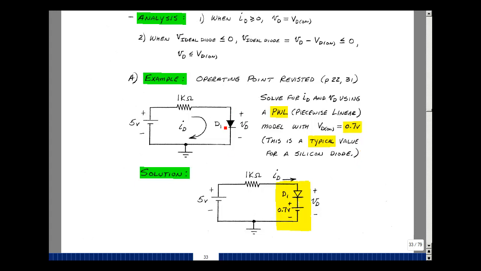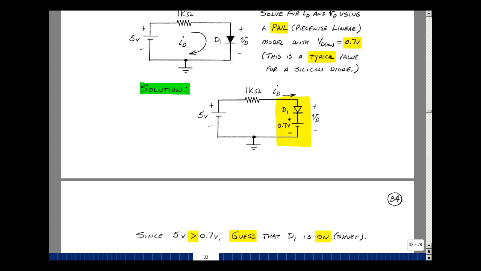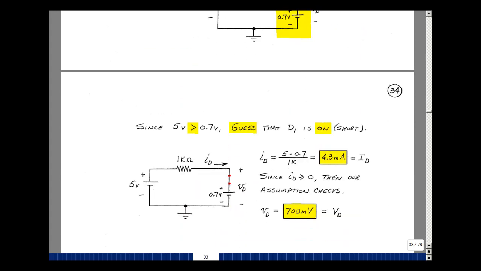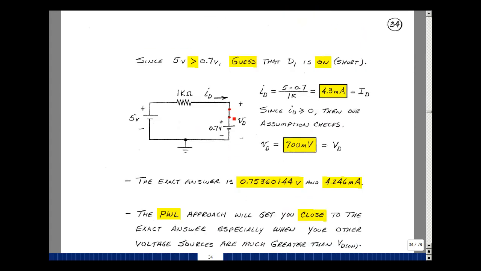We'll take this non-ideal diode out, replace it by an ideal diode and a battery. Since 5 volts is greater than 0.7, I think current would flow in this direction, so I'm going to guess that the ideal diode is a short circuit. So guessing a diode is a short circuit, what I need to do is show that the current is greater than or equal to 0.